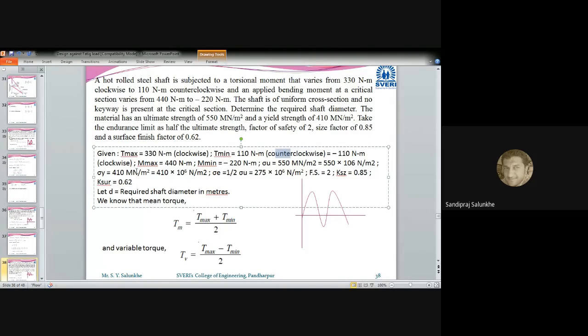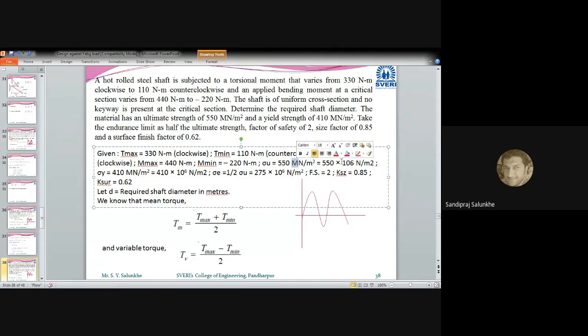Now its maximum bending moment is 440 Newton meter and minimum bending moment is minus 220 Newton meter. Then sigma u, that is the ultimate strength of that material, is given as 550 mega Newton per meter square.